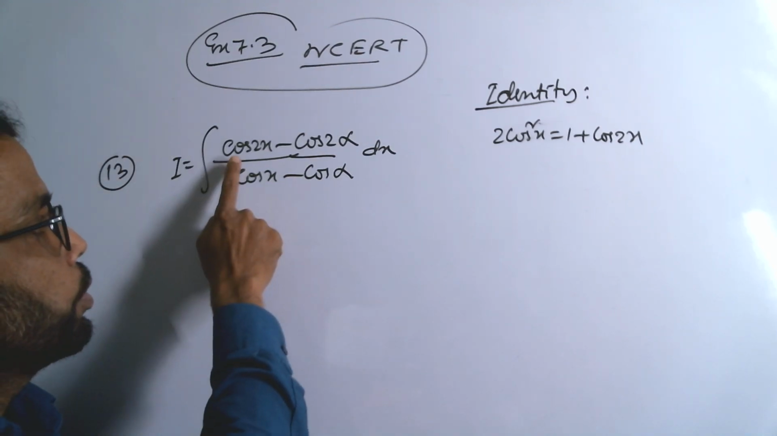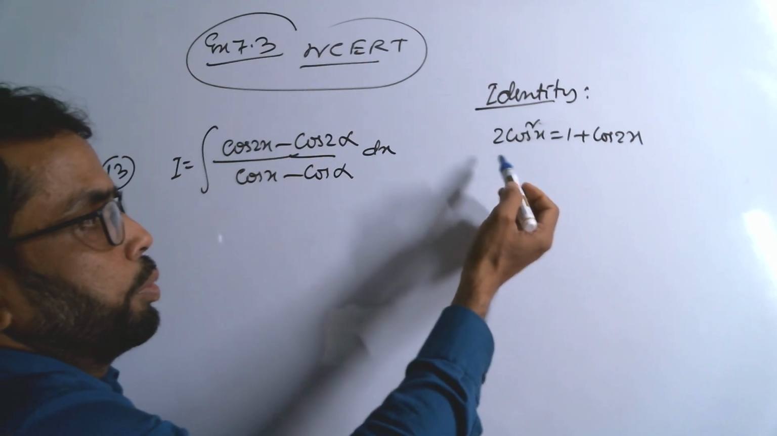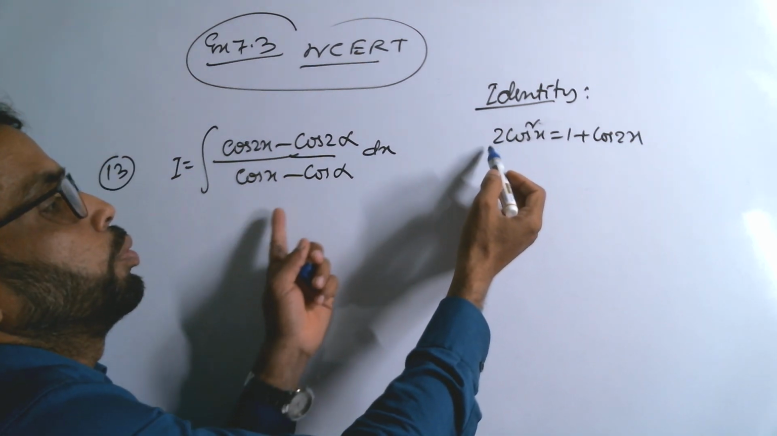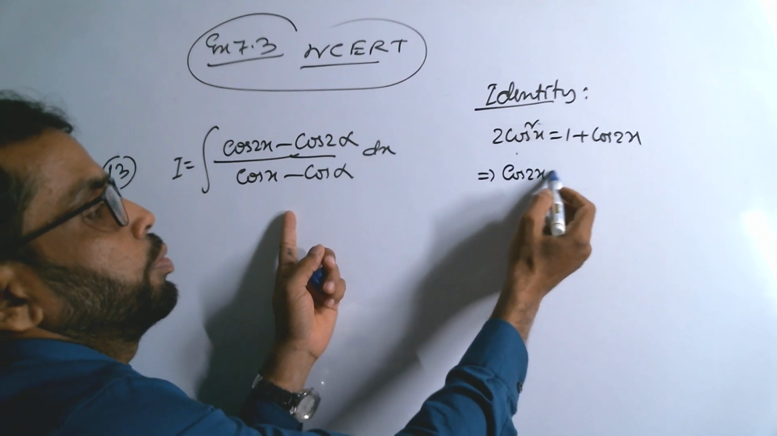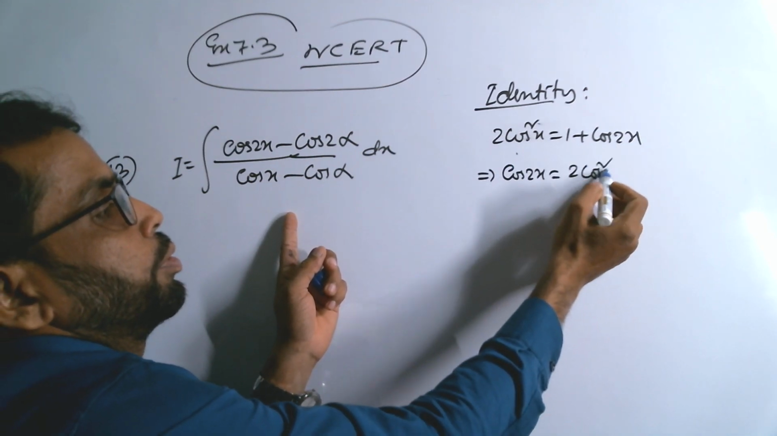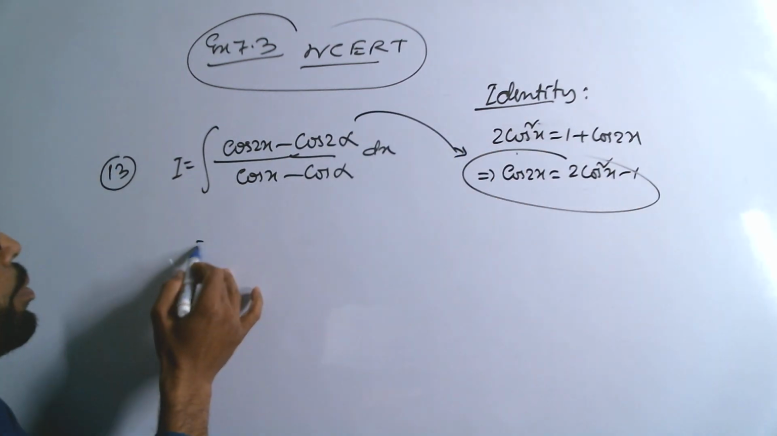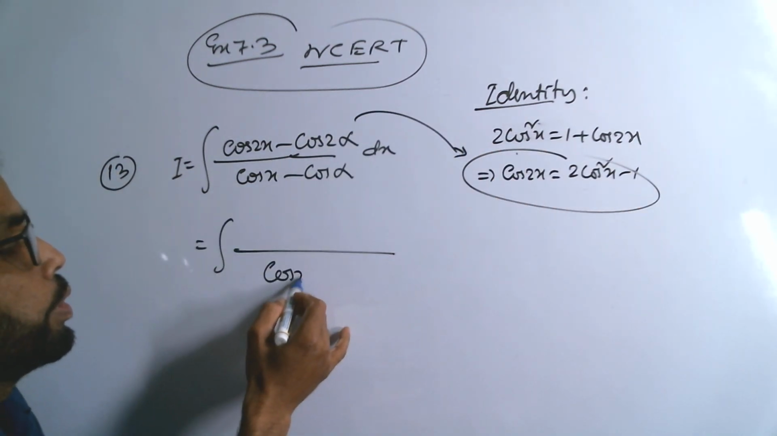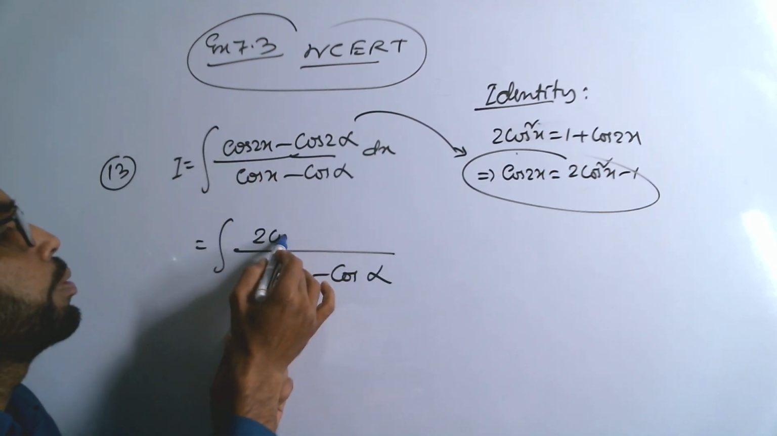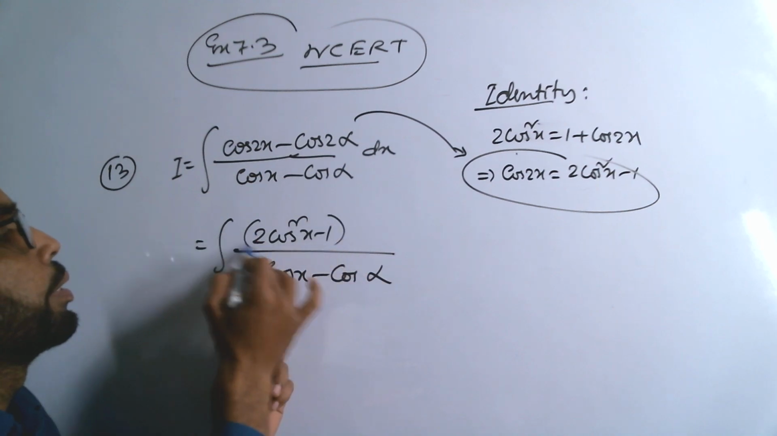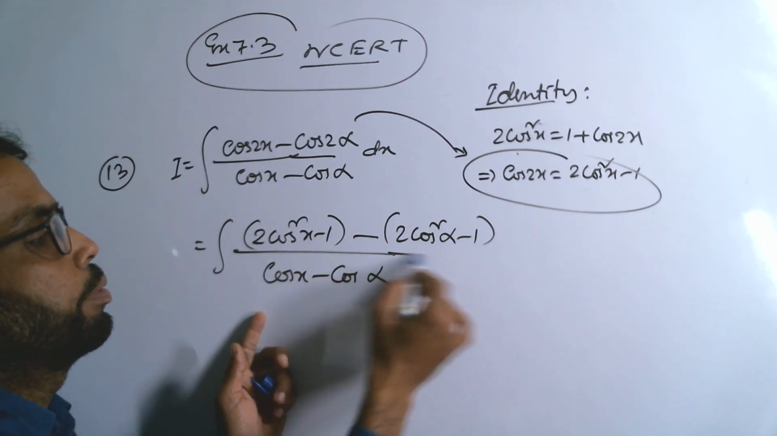Next question is cos 2x minus cos 2 alpha by cos x minus cos alpha. Here we are going to use this identity, 2 cos square x. From here we can find out cos 2x. Cos 2x will be 2 cos square x minus 1. We will use this identity in the numerator, keeping the denominator as it is. So cos 2x is 2 cos square x minus 1. Same for cos 2 alpha, 2 cos square alpha minus 1. Then simplify.